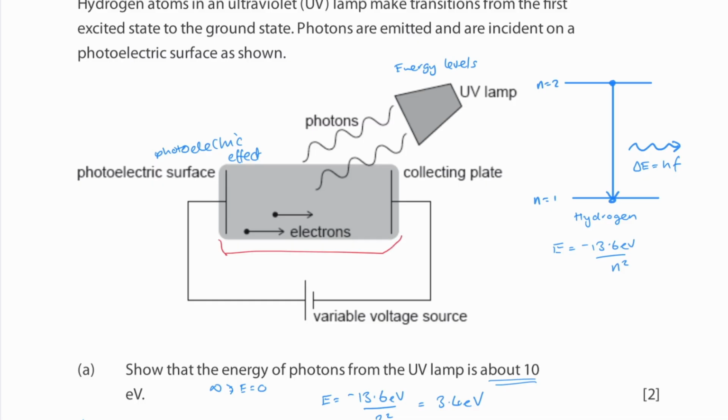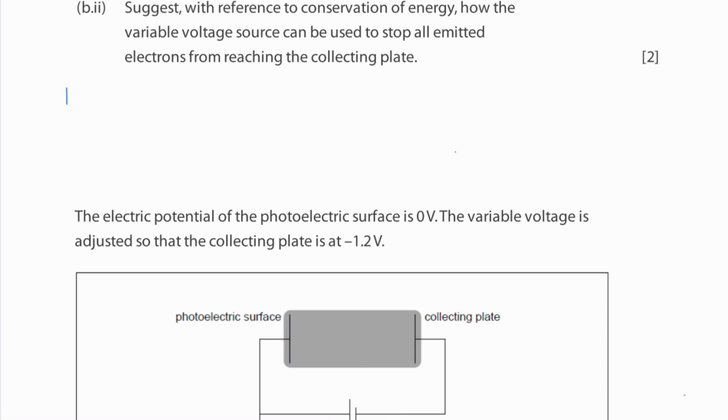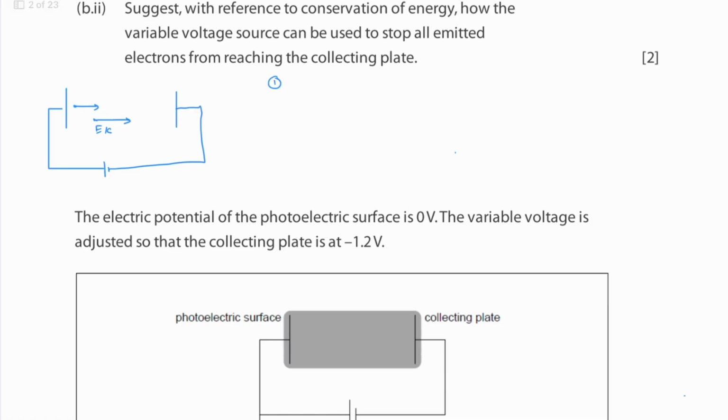Once the electrons have been emitted, what happens when we put a variable voltage source across it? So I'm going to redraw it here. So we've got the photoelectric surface, we've got little electrons being emitted with kinetic energy. They have kinetic energy, and they're travelling towards another plate. There is a voltage source across that plate, and it can be varied. Okay, it can be any value. The first thing we'll want to talk about in terms of energy is the kinetic energy of the electrons.